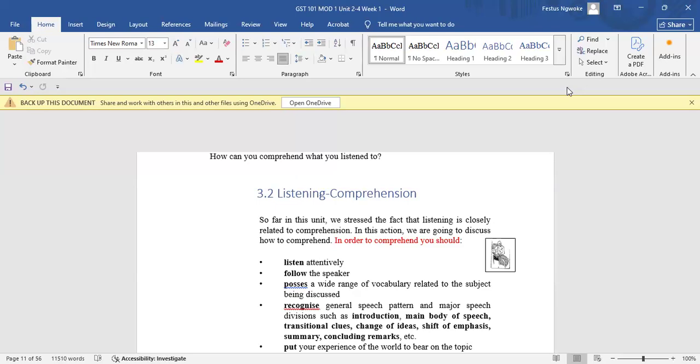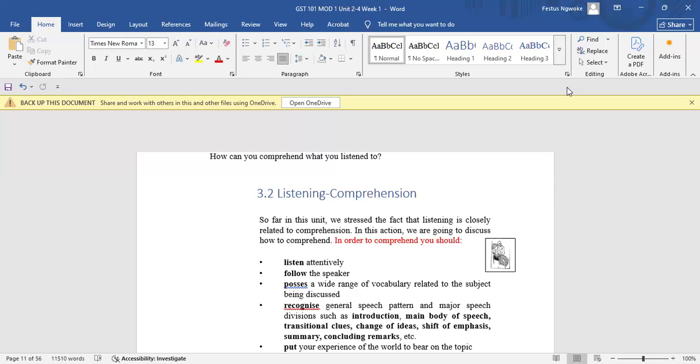Now, the next one is to recognize general speech pattern and major speech divisions such as introduction, main body of speech, transitional clues, change of idea, shift of emphasis, summary, concluding remark, and so on. This one is important. A good listener, apart from the other points we have mentioned above, is supposed to understand the speech pattern of the speaker. You'll be able to know when the speaker is doing an introduction, and when he has moved from the introduction to the main body of the speech.